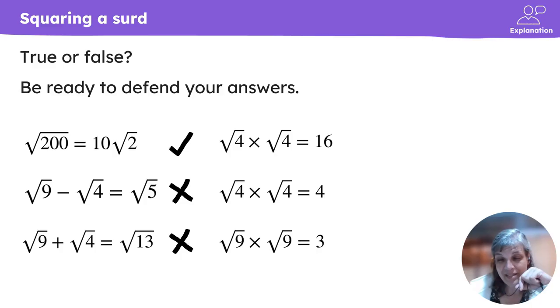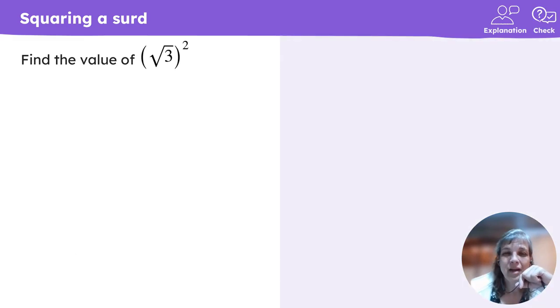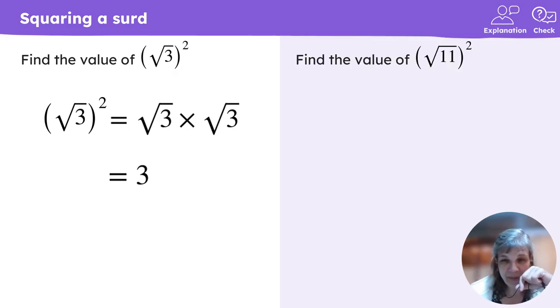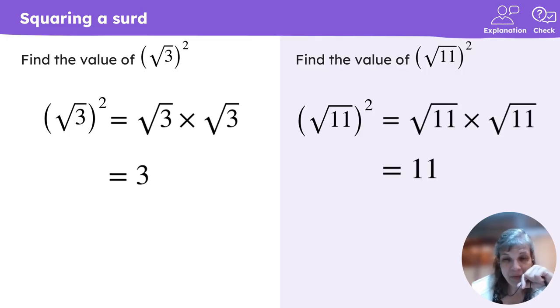Root 4 times root 4, is that 16? No, it would be root 16. So the second one would be true. And is root 9 times root 9 equal to 3? No, it would be 3 times 3. When you multiply a surd by itself, like root 3 times root 3, you always end up getting that radicand, the thing that was under the root to begin with. If you would do something like root 11 and square that, that's like root 11 times root 11, and that just equals 11.